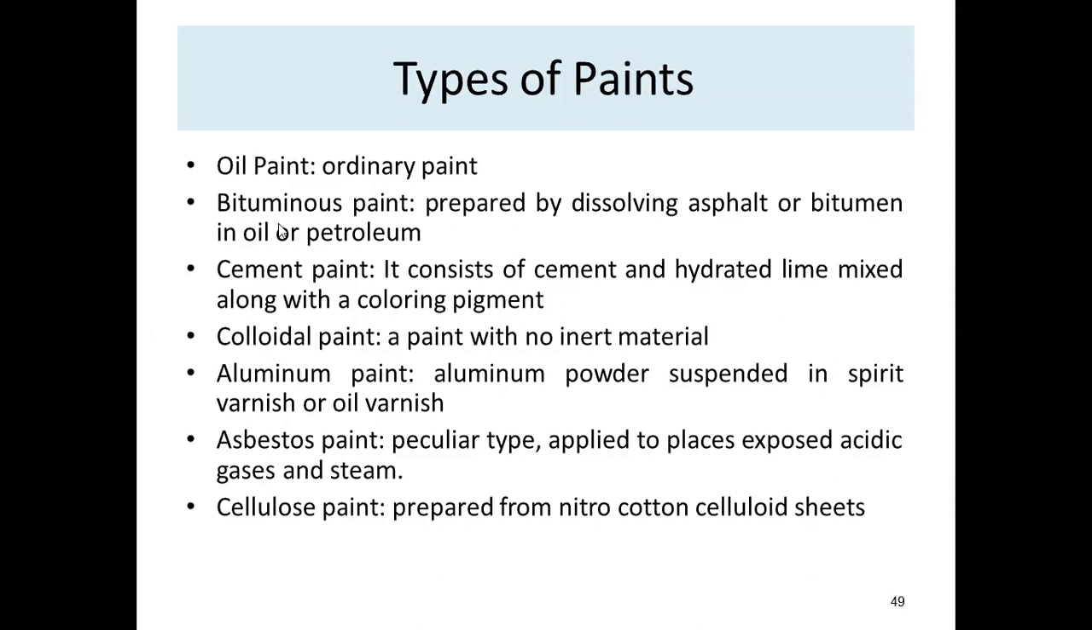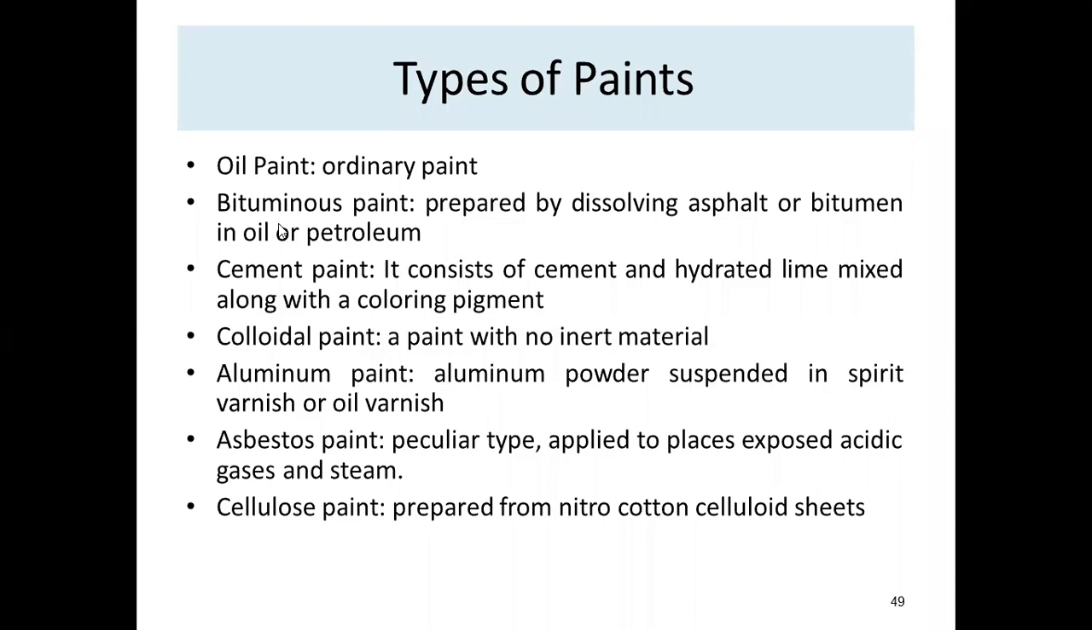Then the next type of paint is the cement paint. Here, cement paint is available in powder form in a variety of shades, and it consists of cement and hydrated lime mixed along with a coloring pigment. Whatever color we want, according to that we have to add the coloring pigment. But basically it consists of cement and hydrated lime.